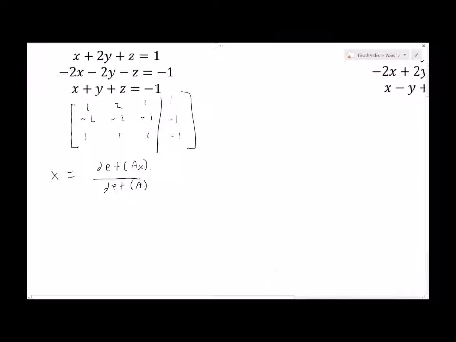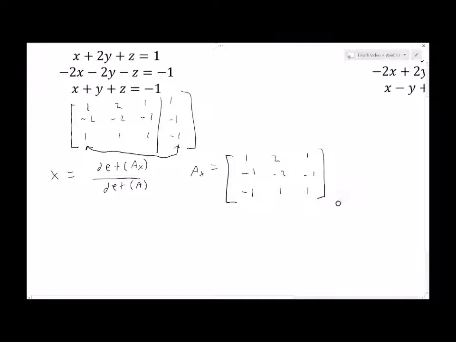Now, what do I mean by Ax? Ax is the matrix where the solution replaces the x column. So Ax would look like this: 1, negative 1, negative 1, 2, negative 2, 1, and 1, negative 1, 1. So this was our answer column, but it's now in our x column.